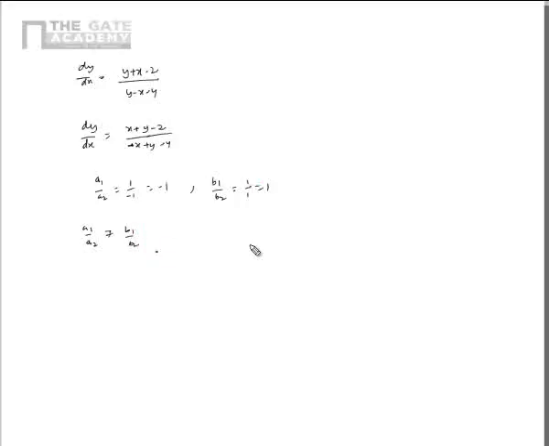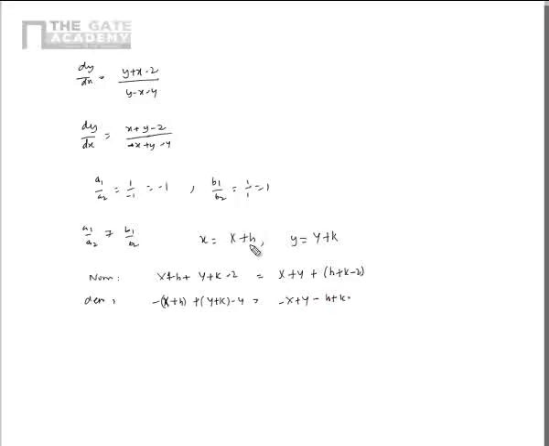Now we have to assume that x is capital X plus h, y is capital Y plus k, and now substituting in the numerator, the term will be X plus h plus Y plus k minus 2, and therefore the constant terms will be h plus k minus 2, that is the one term. Now in the denominator you will have minus X minus h plus Y plus k minus 4, which is minus X plus Y and minus h plus k minus 4.